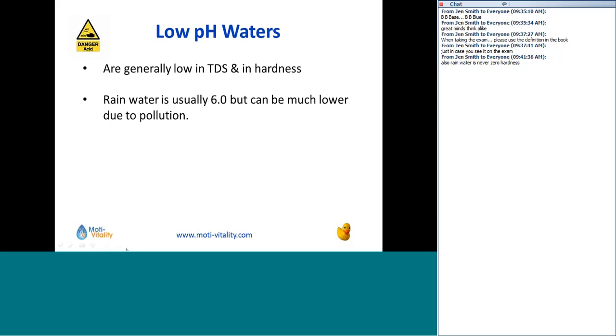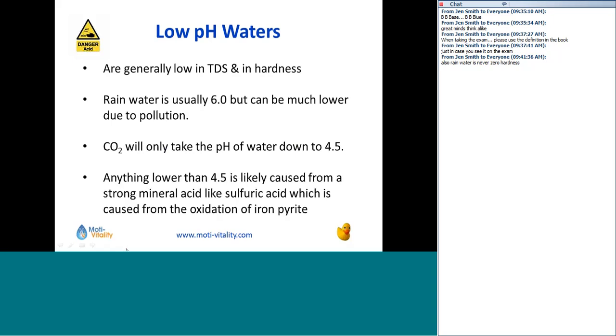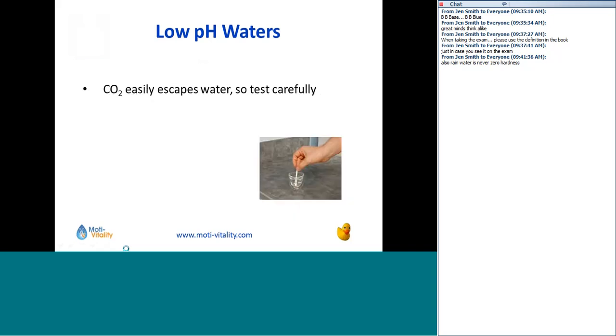Rainwater is typically about 6, but it can be much lower due to pollution. Carbon dioxide will only take the pH of the water down to about 4.5. If it's lower than that, then you usually have something like a strong mineral acid like sulfuric acid, which is caused from the oxidation of iron pyrite in the water. With low pH waters, carbon dioxide easily escapes the water because it's a gas, so you've got to test it pretty quick after you take the sample to get an accurate reading.